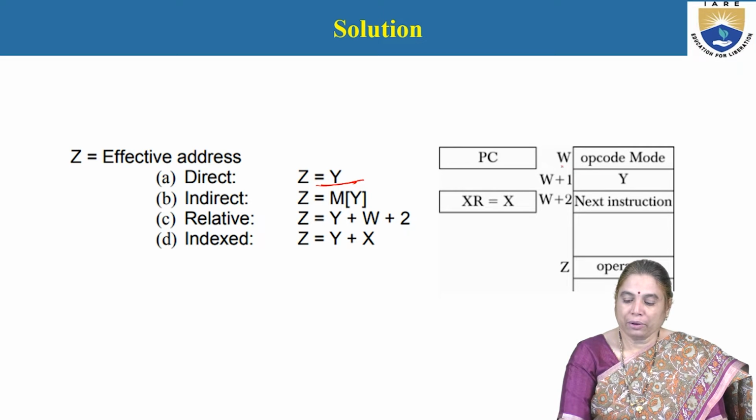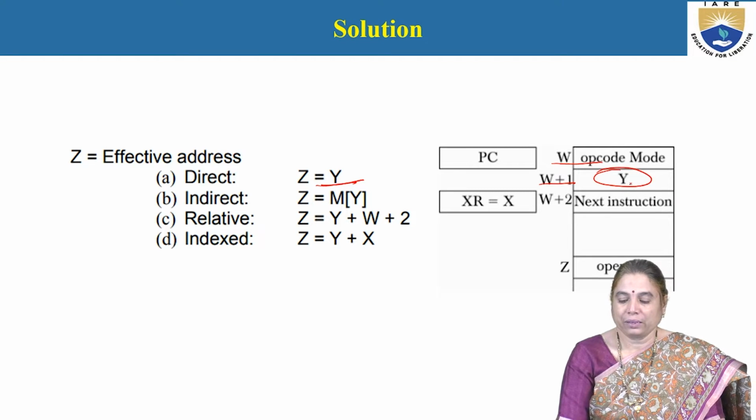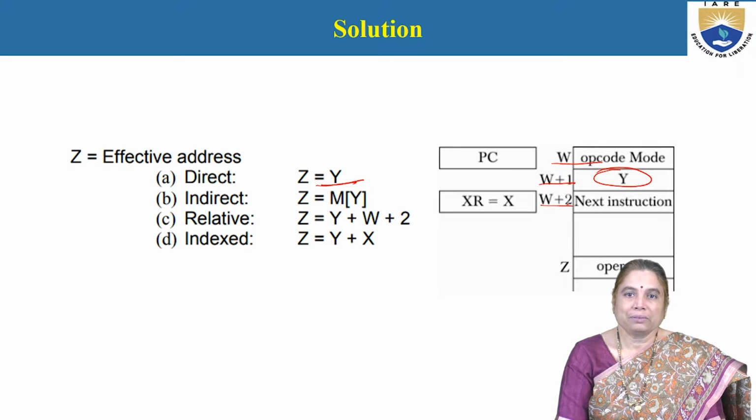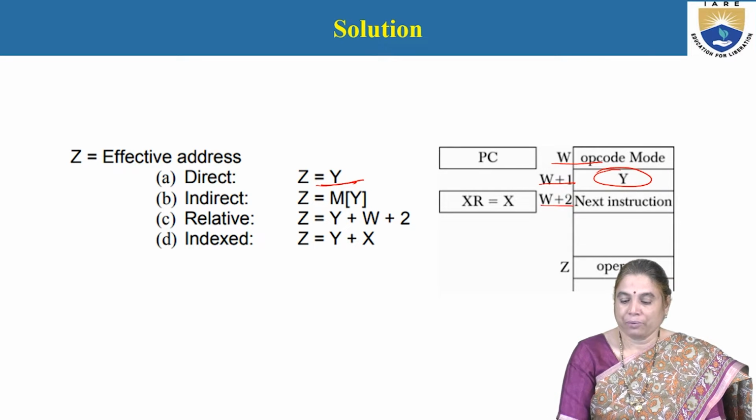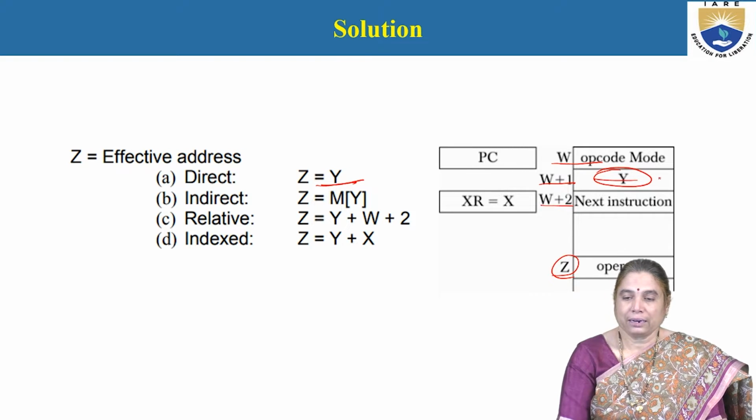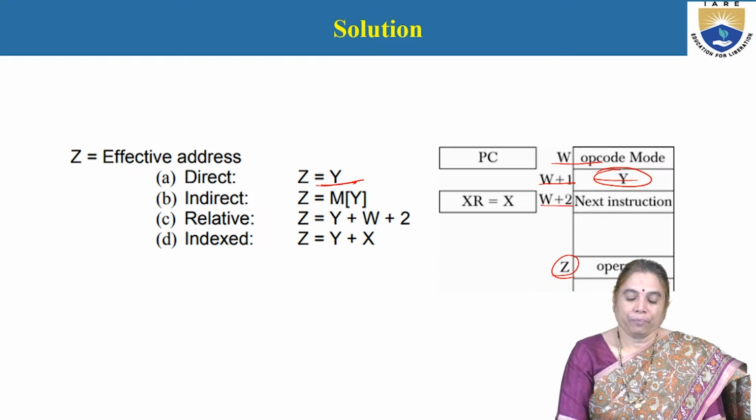Here W represents the opcode, W plus 1 holds the address of the instruction, and the next instruction is at W plus 2. Why? Because it is a two-word instruction. Z is the operand. So in case of direct addressing mode, Y is the location that is specified, and there itself the operand is available.